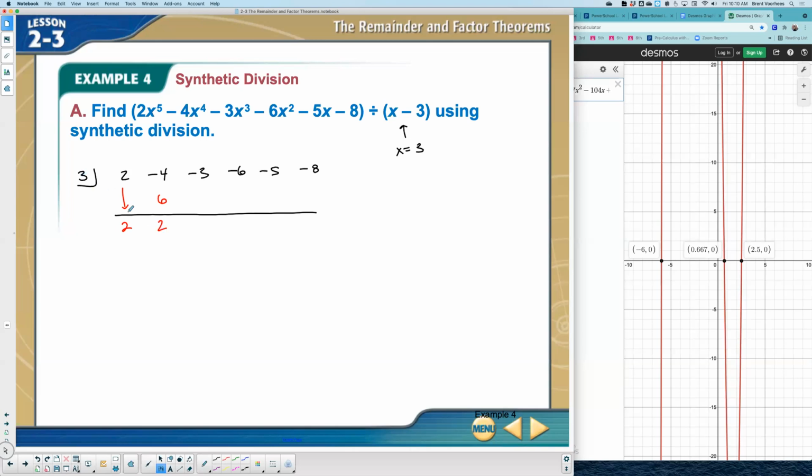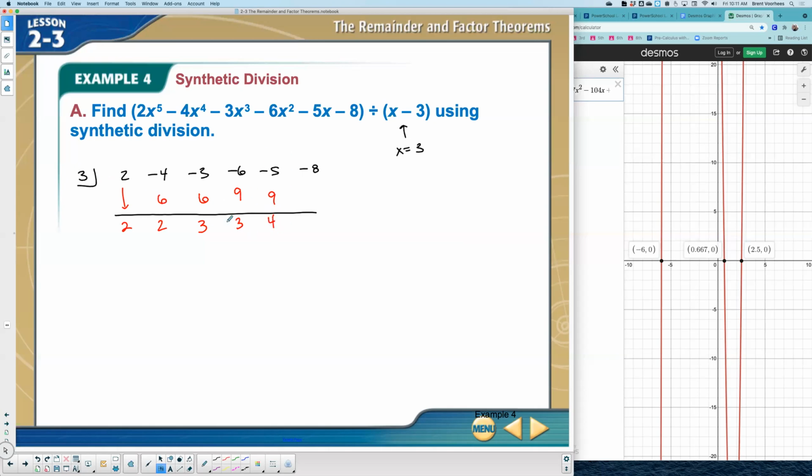And now I multiply again. So it's MAMA all the way. Multiply, add, multiply, add. What's 2 times 3? 6. Now I add. Negative 3 plus 6, or 6 minus 3, is 3. Now I multiply again. 3 times 3 is 9. And now I add. 9 minus 6, or negative 6 plus 9, is 3. 3 times 3? 9. Now I add.